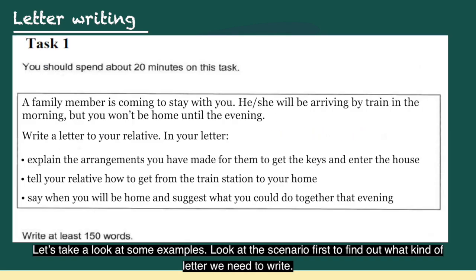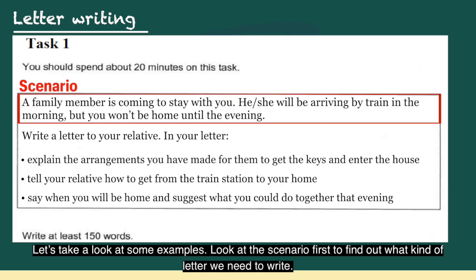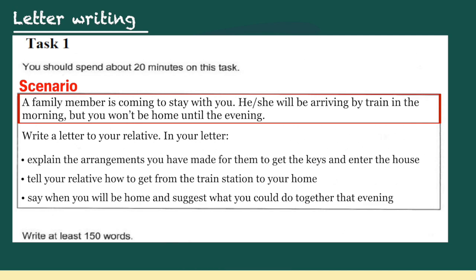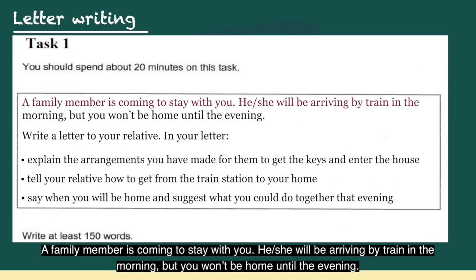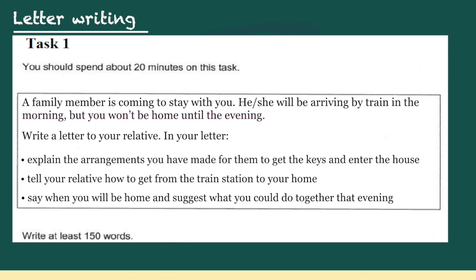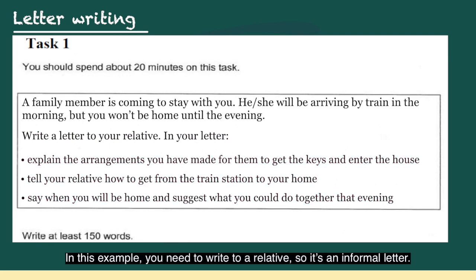Let's look at some examples. Look at the scenario first to find out what kind of letter we need to write. A family member is coming to stay with you. He or she will be arriving by train in the morning, but you won't be home until the evening. Write a letter to your relative. In this example, you need to write a letter to a relative. So it's an informal letter.